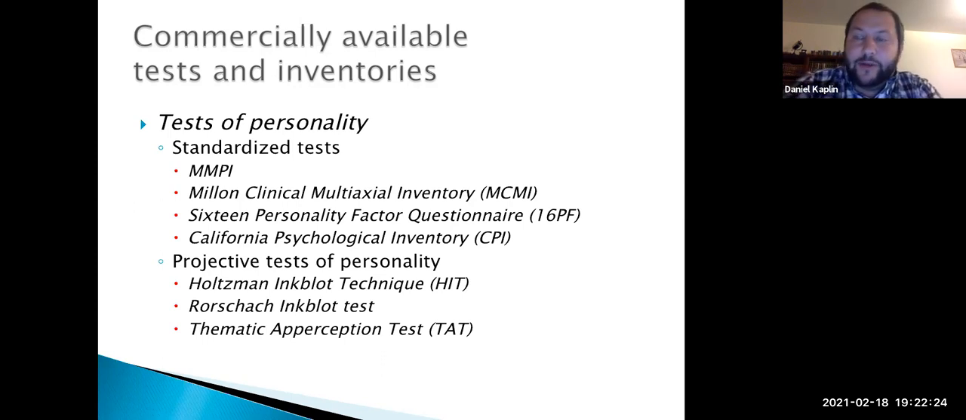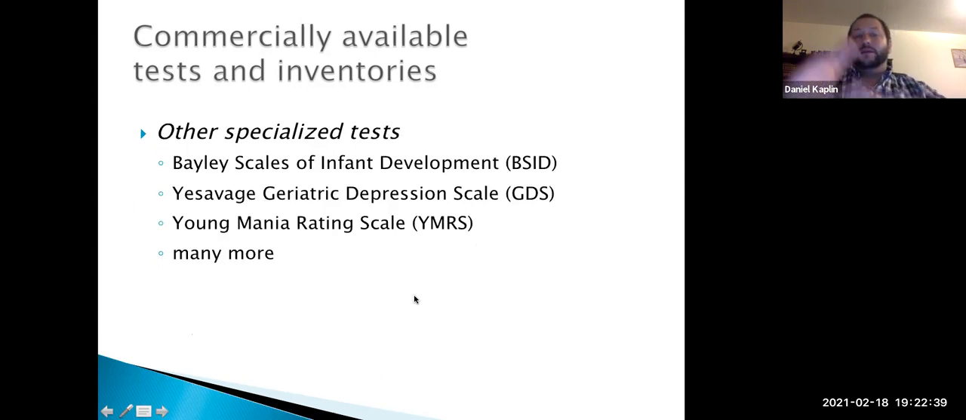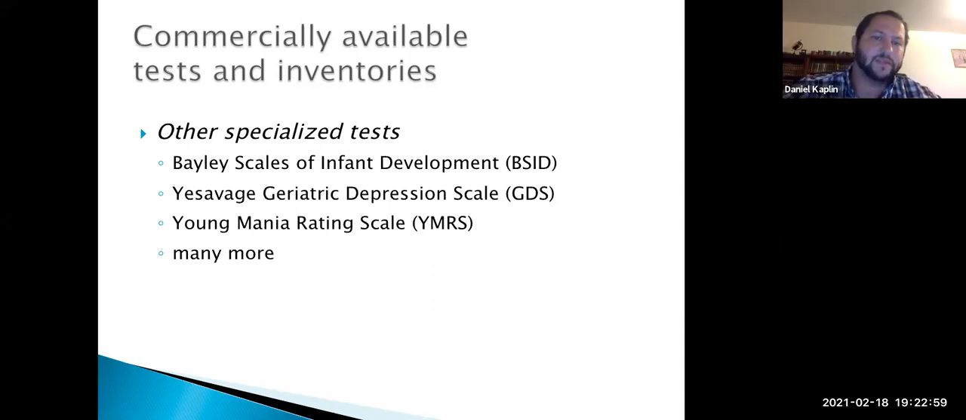Now, there is a childhood version of that called the CAT, the Children's Apperception Test, and it's meant to be more engaging, has animals instead of people, things like that to keep the kids involved. And then there are other specialized tests for physical development in infancy. So the Bayley scales are used for IQ from birth to 2. We also have geriatric depression scales. So people who are interested in late adulthood might want to measure depression in older adults. We have scales for bipolar disorder, such as the Young Mania Rating Scale, and many more.